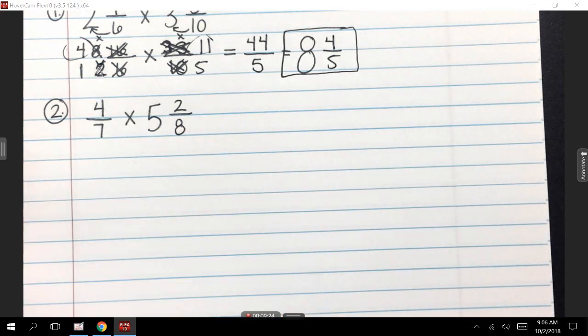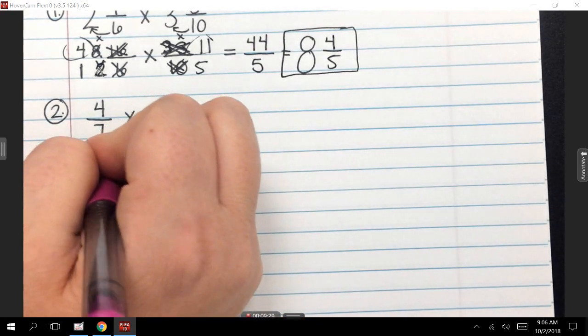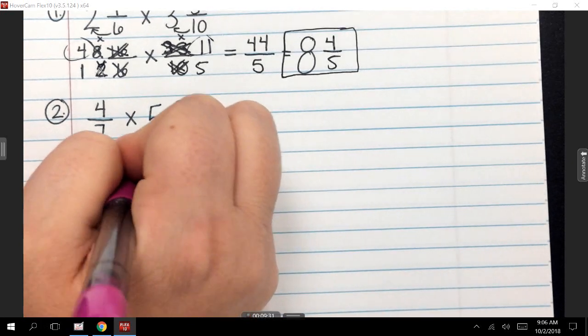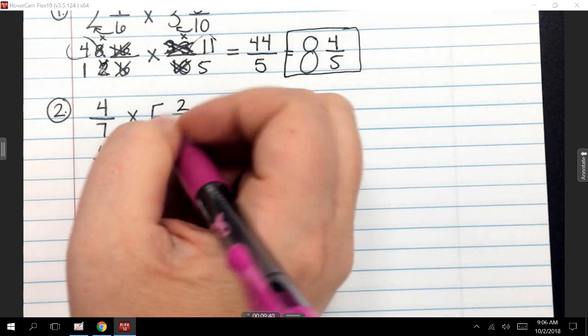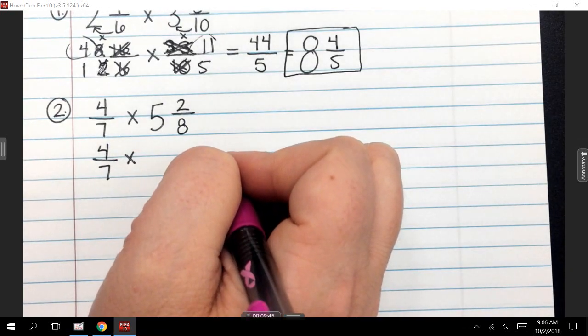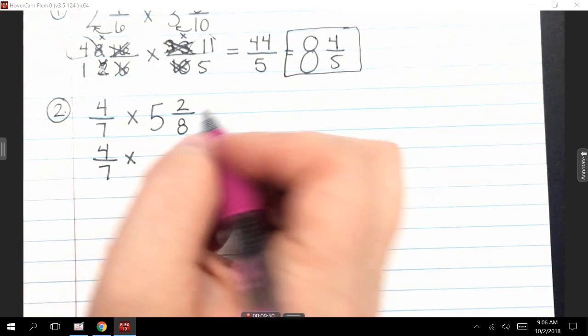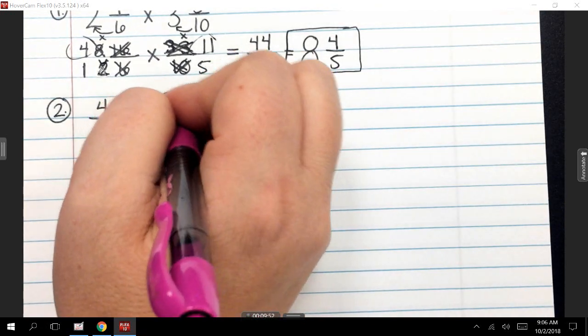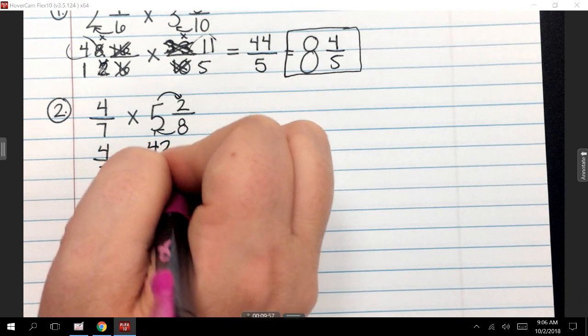All right, so 4/7. Do I need to do anything to 4/7? No, so I'm just going to leave 4/7 times. What does 5 and 2/8 need to change to? What is that going to change to? Sarah Page? And that's going to be? I asked Sarah Page, please. 42 over 8. So we did 8 times 5 and got 40, plus the 2 is 42 over 8.